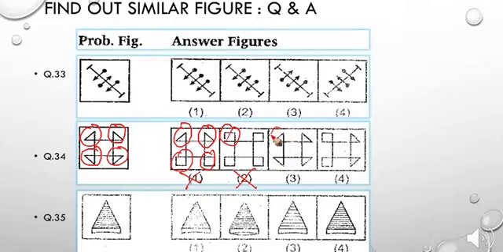Let's go to the next answer figure. Here the triangle formation is exactly the same as the problem figure. On the right side of it there is a triangle formation exactly the same. At the bottom on the left side the triangle formation is exactly the same as the problem figure, and on the right side at the bottom the triangle formation is exactly the same as the problem figure. So third is the answer. Just for the sake of confirmation, we can check option 4 as well. Here there is no triangle formation, it is a square formation, so this can never be the answer. So the answer for question number 34 is 3.